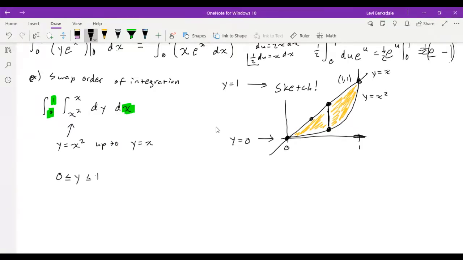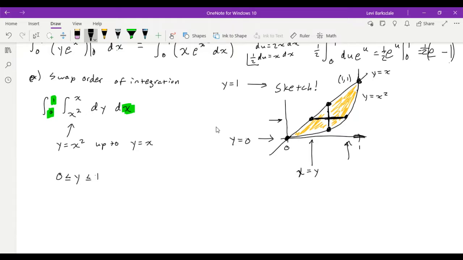Now, for our x limits, we actually need to put those in terms of our y values. And we can draw a horizontal representative rectangle for what's essentially a single constant y. For any given value of y, right there, we can see that our smaller x value is right there. I'll mark that down here. A smaller x value corresponds to the line x is equal to exactly y.